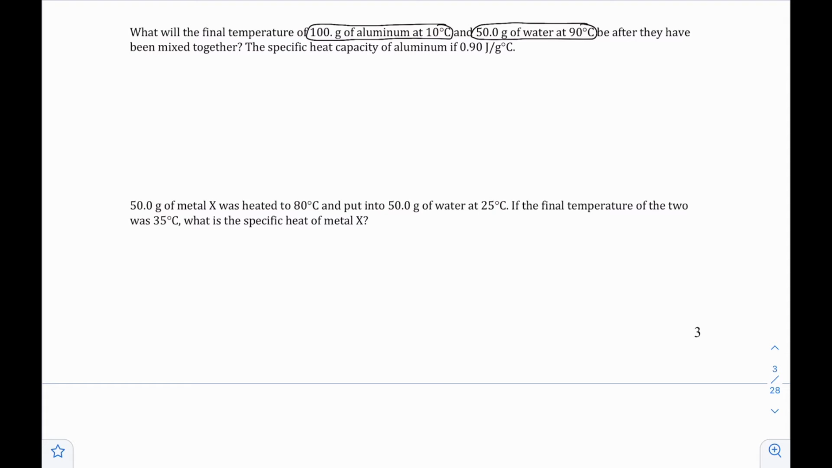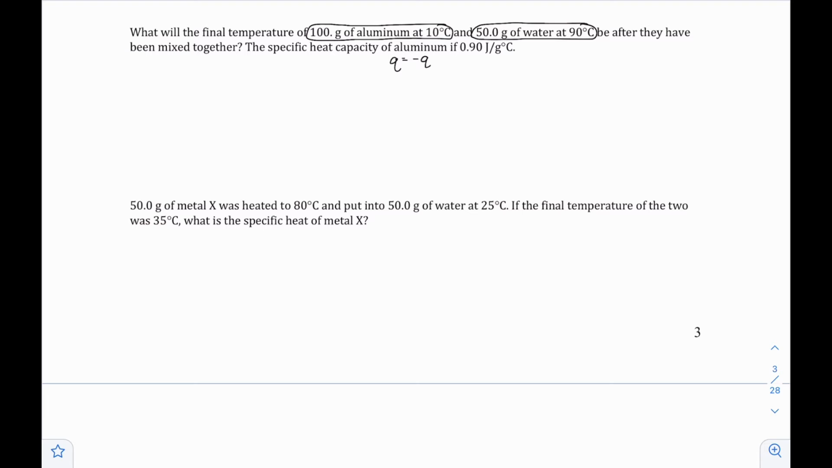Okay, so to solve this problem, we are going to use Q equals negative Q. And what that means is the amount of energy that the hot system is losing is the same amount of energy that the cold system is gaining. So our hotter water is going to lose the energy. That's an exothermic process for the water. And our cooler aluminum is going to gain the energy, which is an endothermic process for the aluminum.